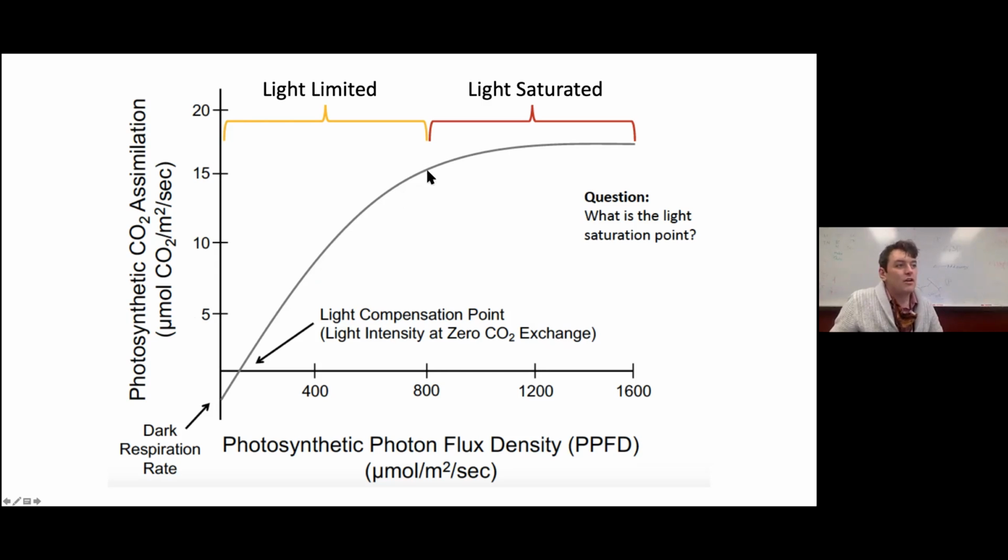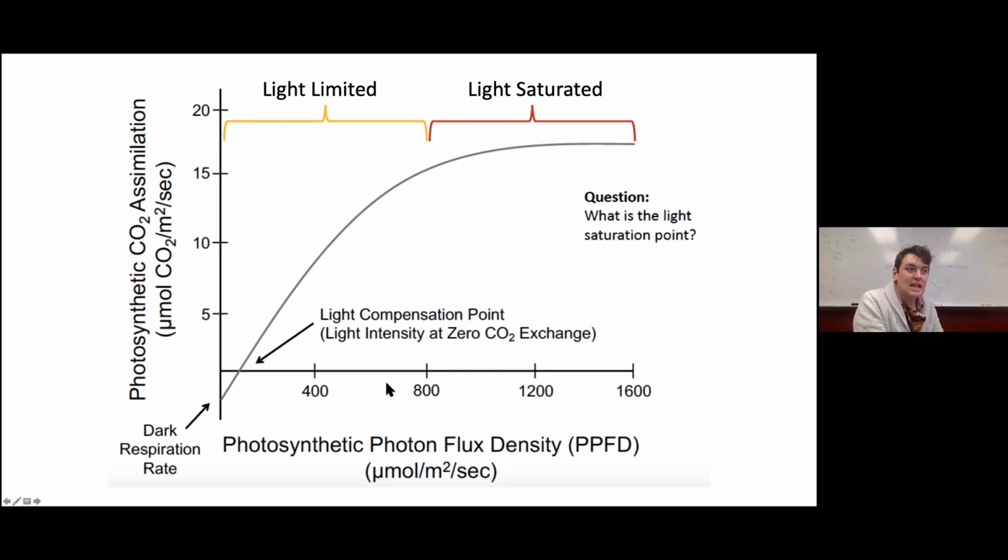Eventually, the curve starts to flatten out. You get to an area where the system is light saturated. A little bit of an increase, or even a big increase, in brightness has a correspondingly small effect on the rate of CO2 assimilation. So over here, more light, more CO2 assimilation.